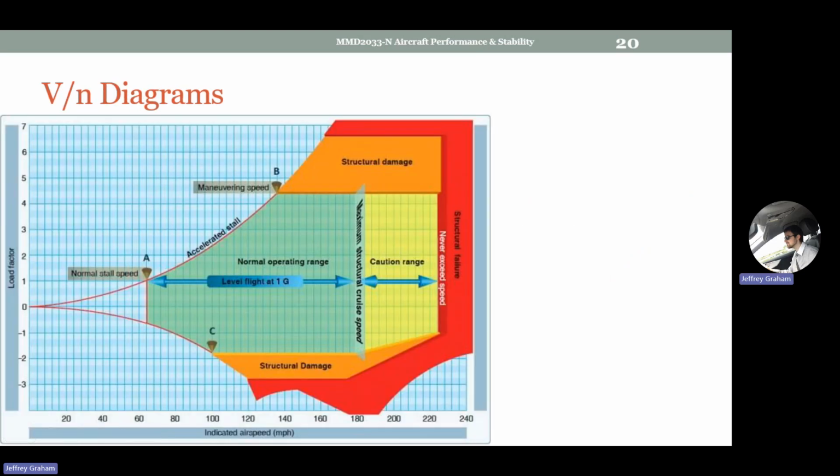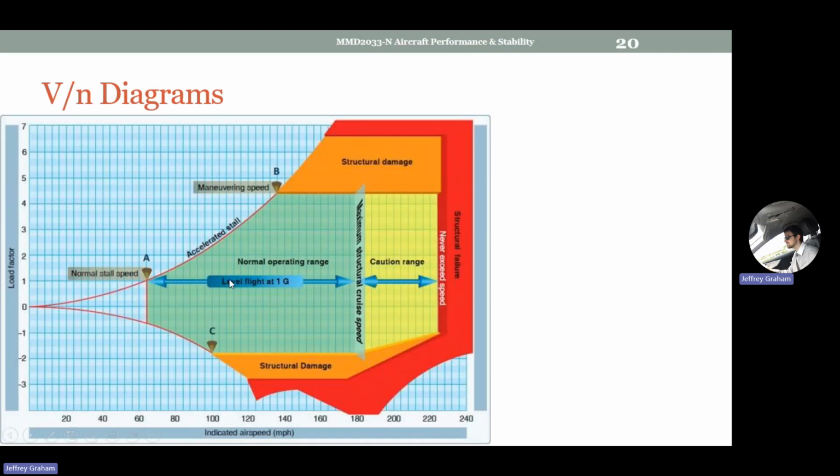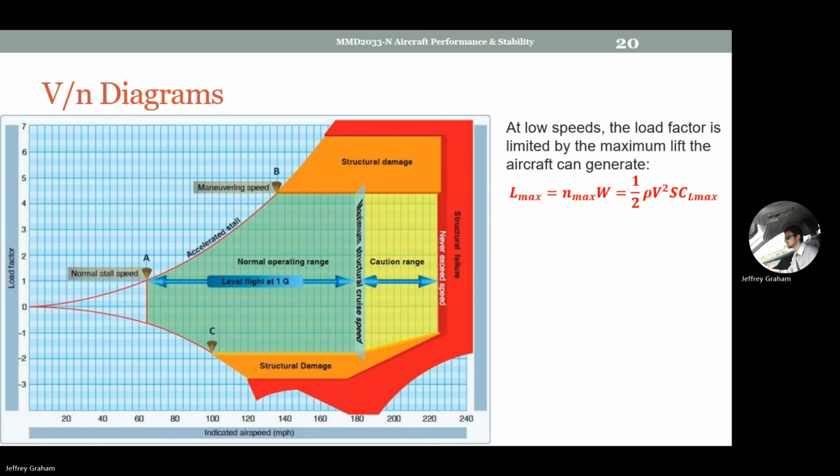Right, there is one last thing to quickly look at, which is the Venn diagram. It applies to both vertical turns and horizontal turns. So everything we've done merges into one here effectively. First part of the diagram, the aircraft will take off, it will climb. The limiting factor is the stalling point. So this is basically the lift equation here.